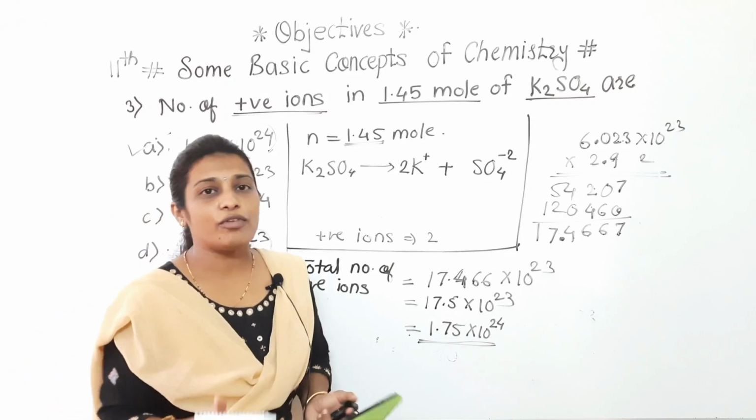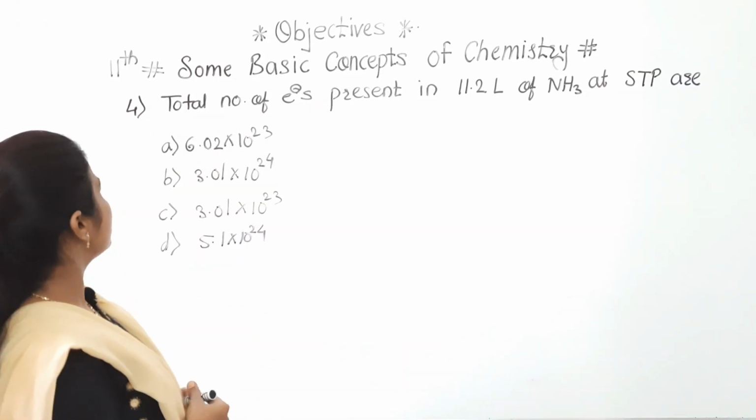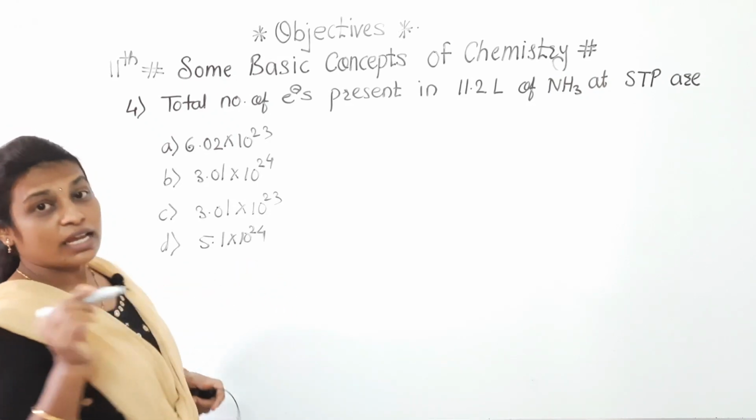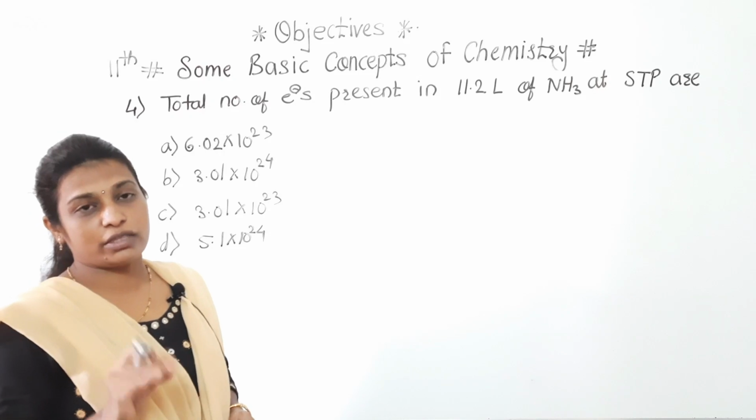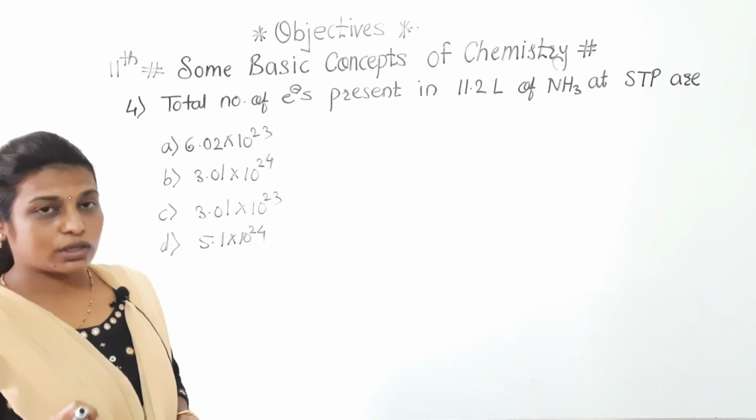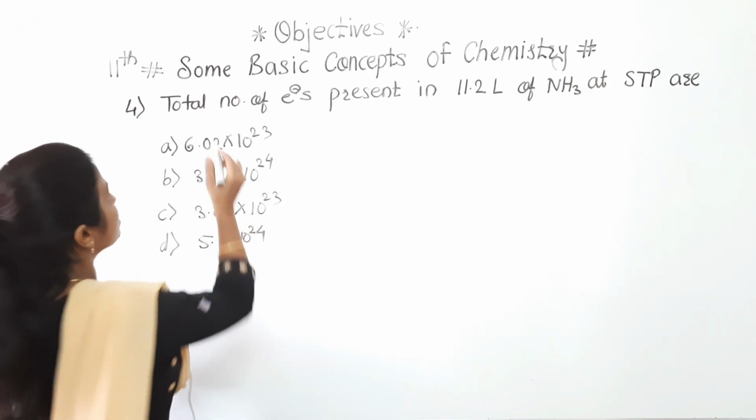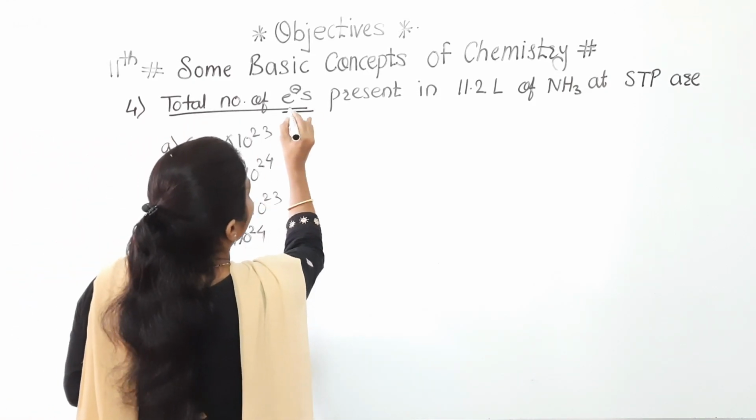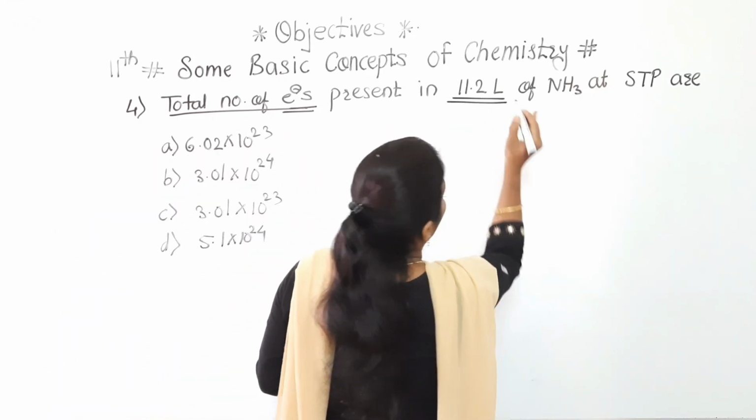Clear to everyone? Now we'll discuss the next one. So this is the second problem, second objective. What is that? Total number of electrons. See, we are going to complete a variety of questions here. In the first objective we saw the total number of atoms. After that we saw the total number of positive ions. Now we are going to discuss the total number of electrons present in 11.2 liter.